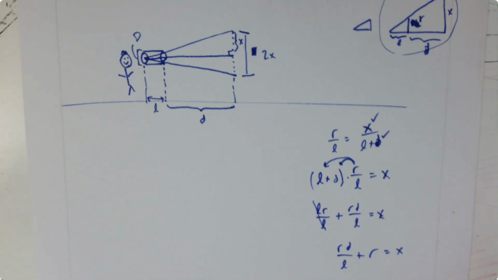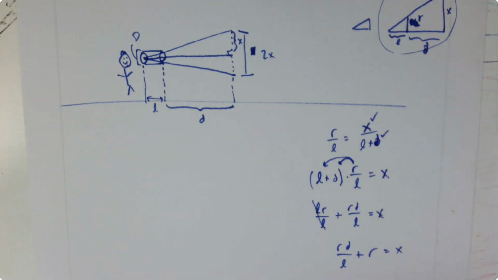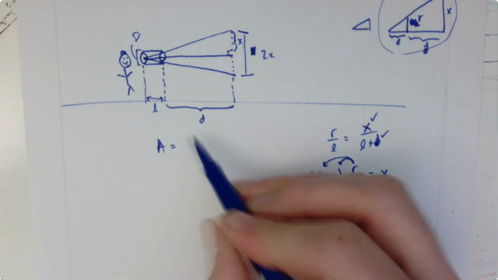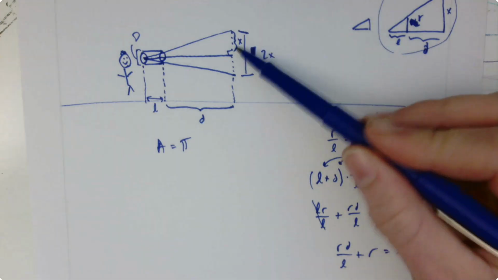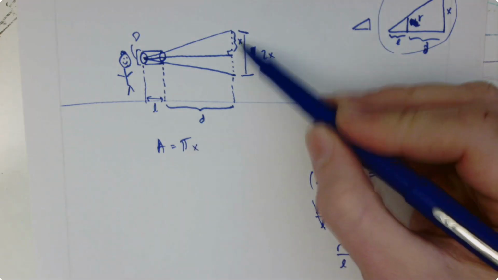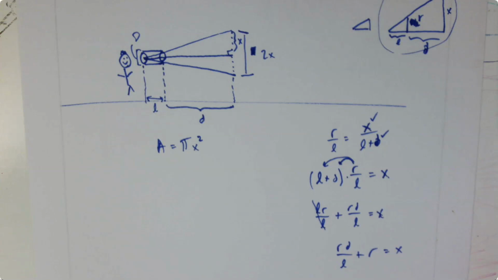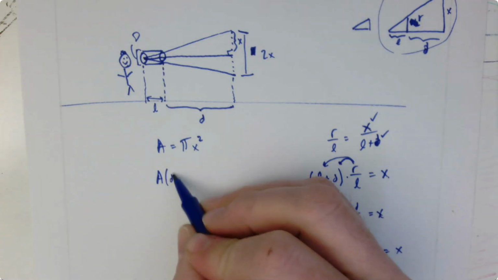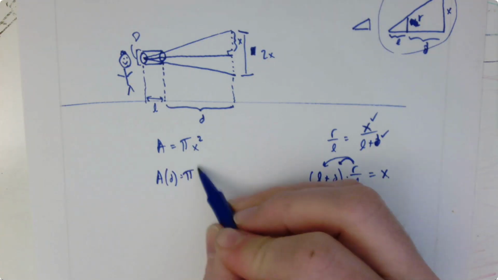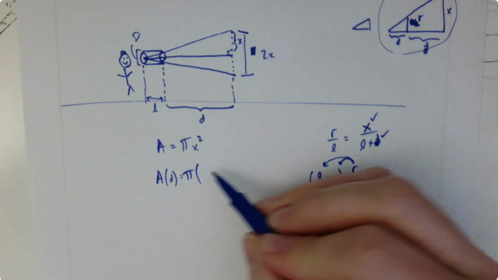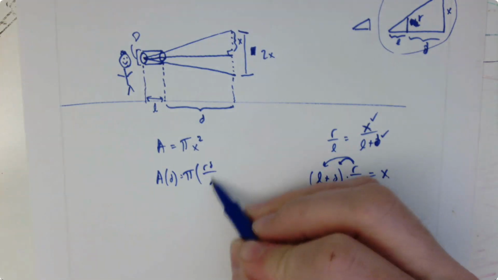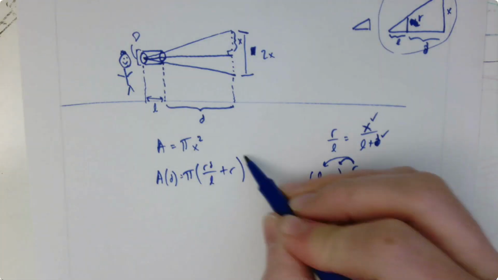Okay, well, I'm not done yet because remember, I'm trying to calculate the area. And I know that area equals pi r squared, where r is my radius here. So x is my radius in the diagram. So pi x squared. So let's take this thing and square it. So now I've got area as a function of d is going to be pi times this whole thing squared, which is RD over L plus R quantity squared.